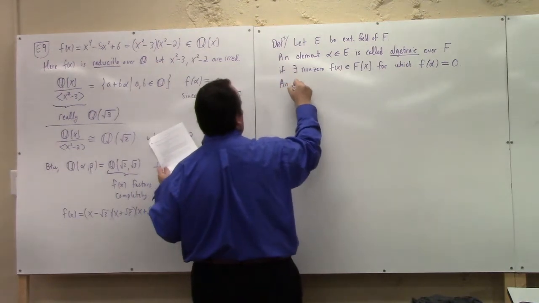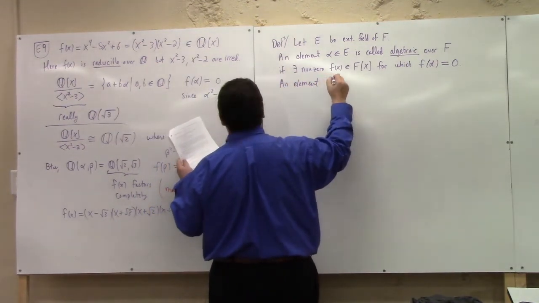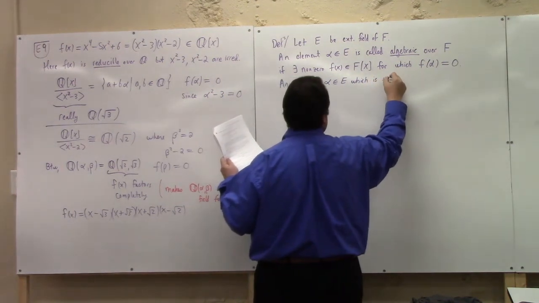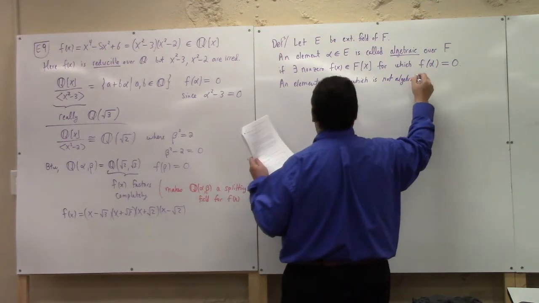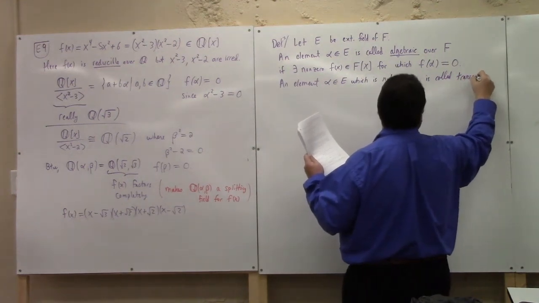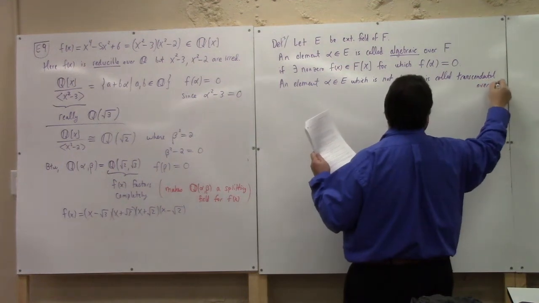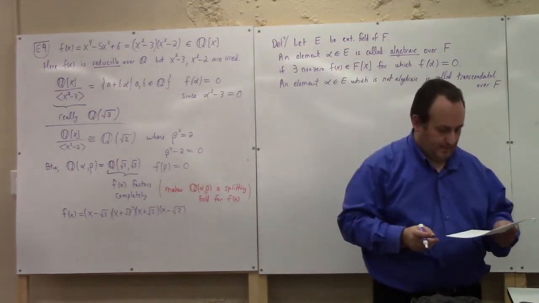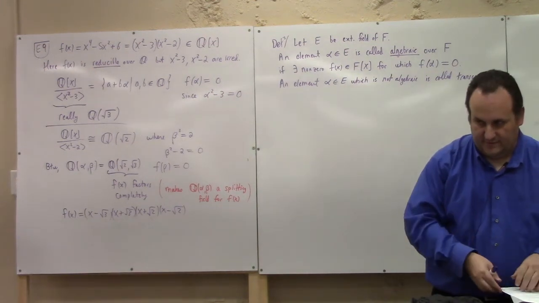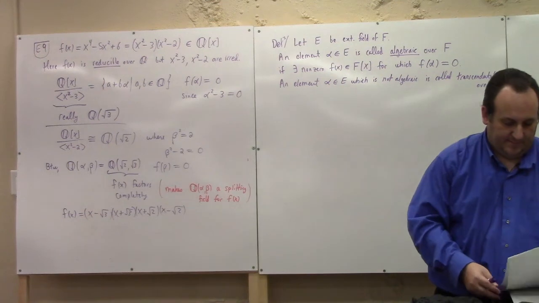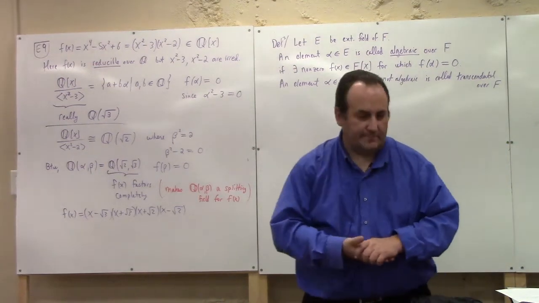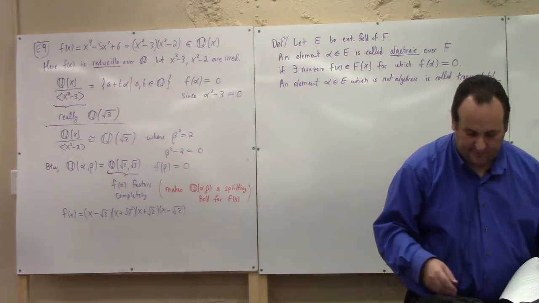An element alpha in E which is not algebraic is called transcendental over F. So notice that for algebraic and transcendental, you have to refer to the base field. The terms transcendental and algebraic without reference to the base field are not helpful. And yet people often use these words without reference to the base field, because they have a particular context in mind, which we'll get to here.